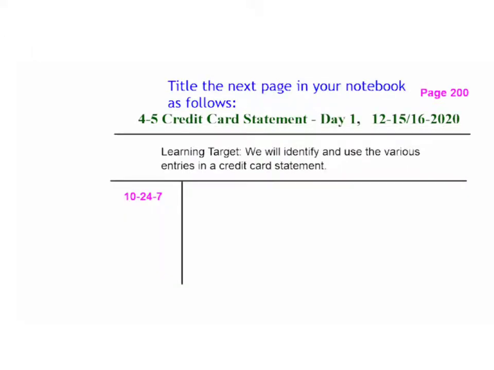Please title your next page as follows: 4-5 credit card statement. Today is day 1. It'll be the 15th or the 16th of November. It's on page 200 of our textbook. Our learning target is we will identify and use the various entries in a credit card statement. Please put a 10-24-7 in your left-hand corner of your Cornell notes. Stop the video, complete this, and then hit play when you're ready to proceed.